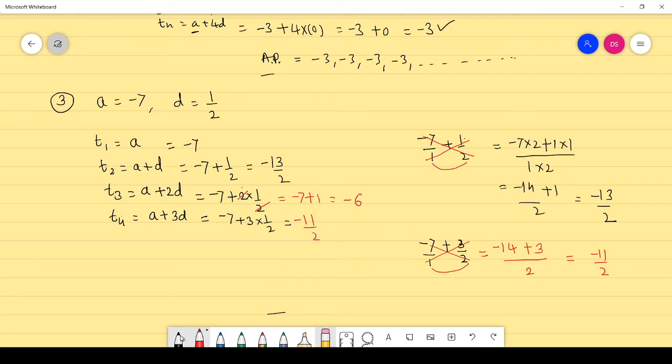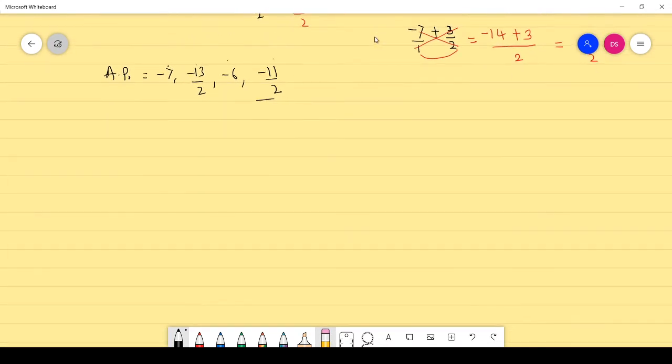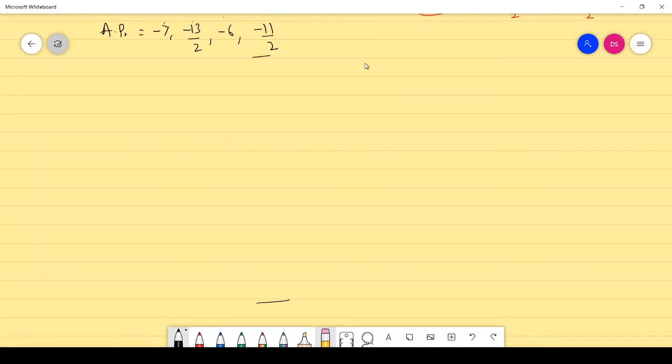So what is our AP? What is our arithmetic progression? What is our first term? Minus 7. Second term is what? Minus 13 by 2. Third term is what? Minus 6. Fourth term is what? Minus 11 by 2, right? And maybe the fifth term may be minus 5, because here minus 7, minus 13 by 2, minus 6, minus 11 by 2. Then again, similarly, you will get the same pattern, because an arithmetic progression is nothing but a sequence supposed to have a certain common difference, and it repeats itself.